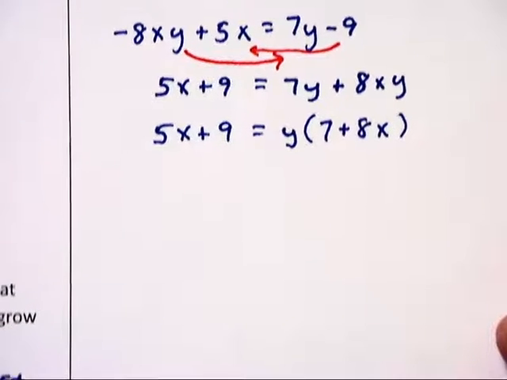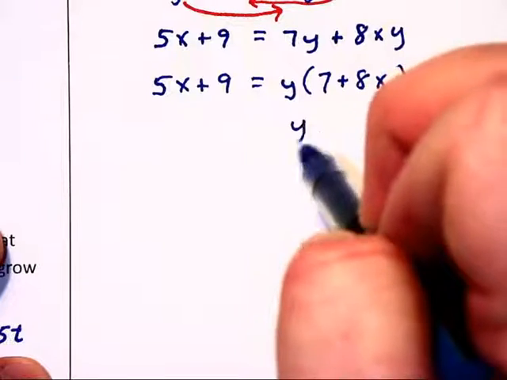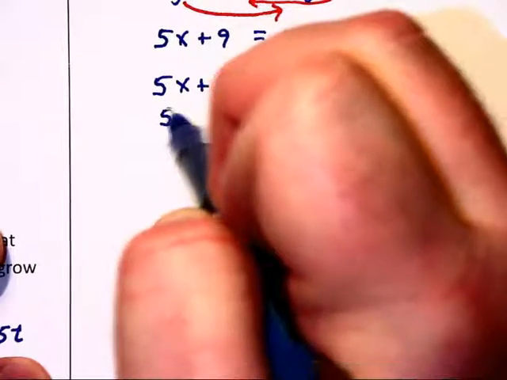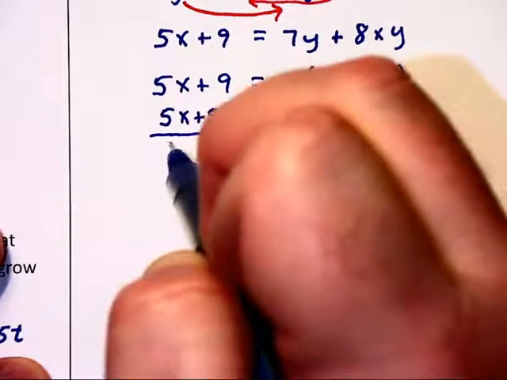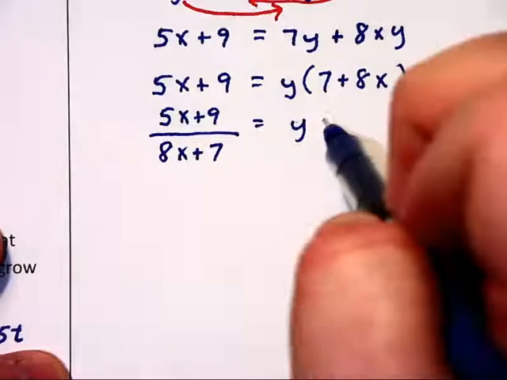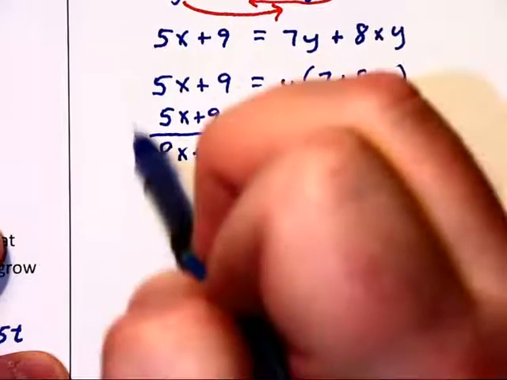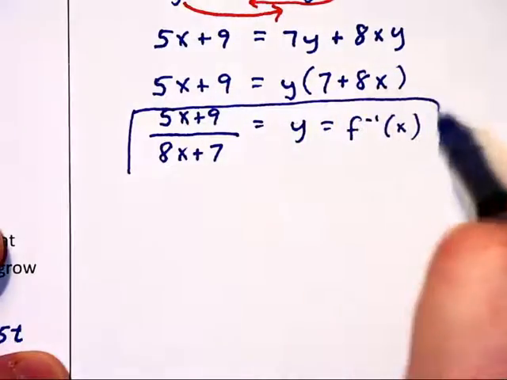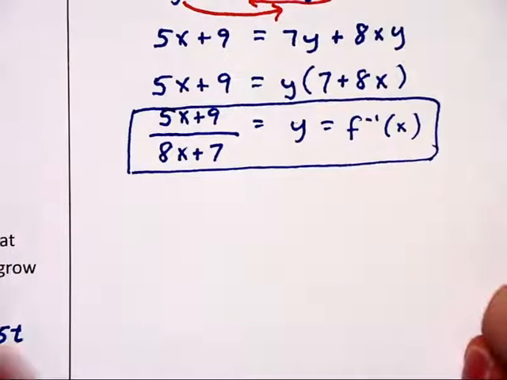And we can finally isolate that y by itself, dividing off what's in the parentheses. So we're going to have 5x plus 9, and instead of writing 7 plus 8x, I'm going to write 8x plus 7. So that right there is equal to our f inverse of x, and our first portion of the problem has been solved. 5x plus 9 up in the numerator.